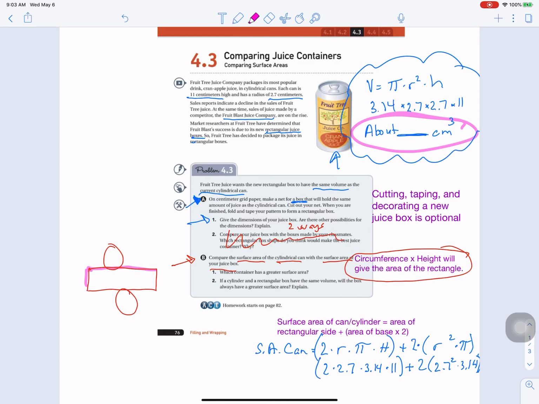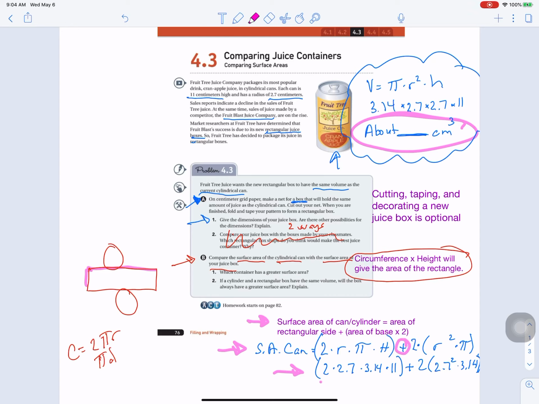Now, here I gave you the formula in words and in numbers, and I gave you the calculations for today. Surface area of the can or cylinder is the area of the rectangular side. So that would be 2 times radius times pi times height, because circumference is 2 pi r, or pi times diameter, which is double the radius. Okay. Going back to the formula, plus 2 times radius squared times pi. Well, radius squared times pi is area, and we have it doubled, so that's why it's times 2.